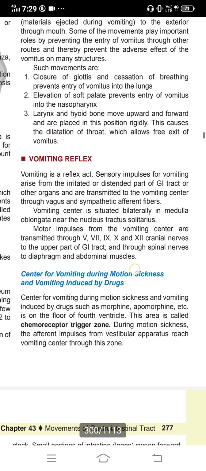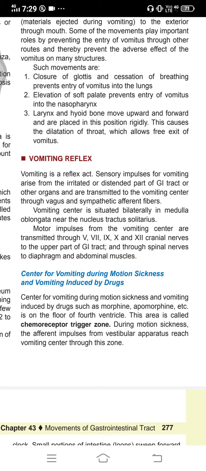Now, what is the vomiting reflex? Vomiting is a reflex action. It is not completely voluntary. The sensory impulses for vomiting arise from the irritated or distended part of the gastrointestinal tract or other organs and are transmitted to the vomit center.